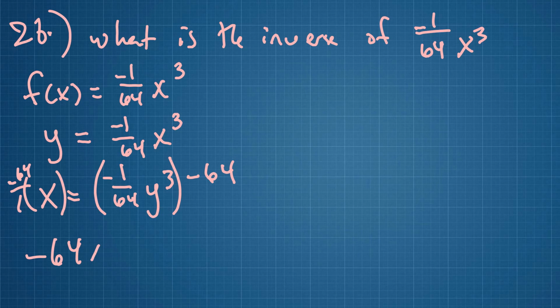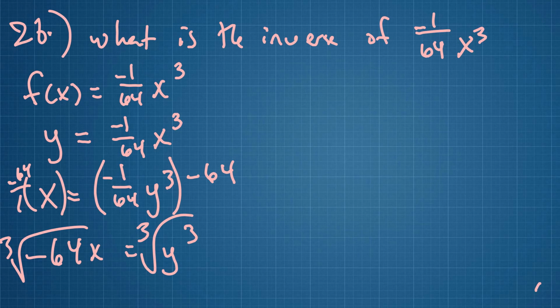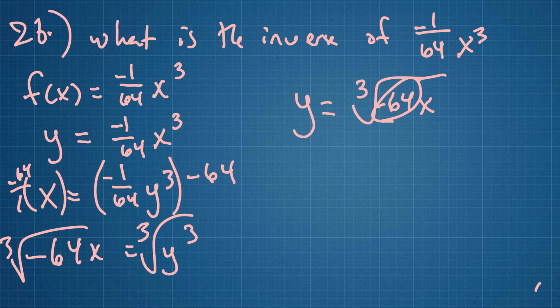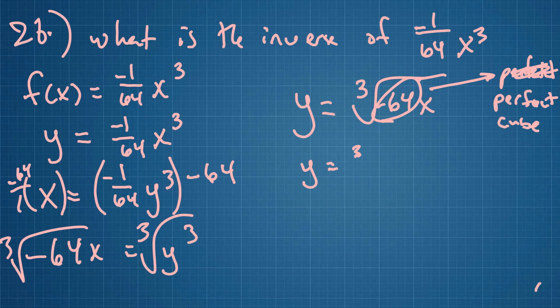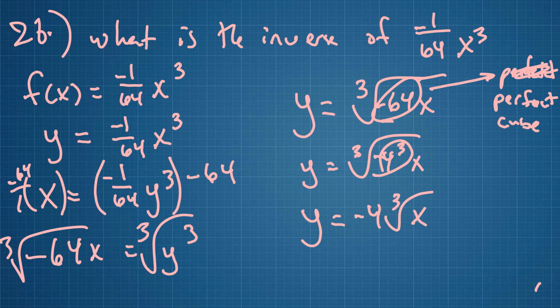So I end up with negative 64x equals y cubed. So I have to get rid of the cube on both sides. So I get y equals the cube root of negative 64x. Now remember, negative 64 is a perfect cube. So this negative 64 gets to leave because you can rewrite it as y equals the cube root of negative 4 cubed x. So y equals negative 4 cube root of x.